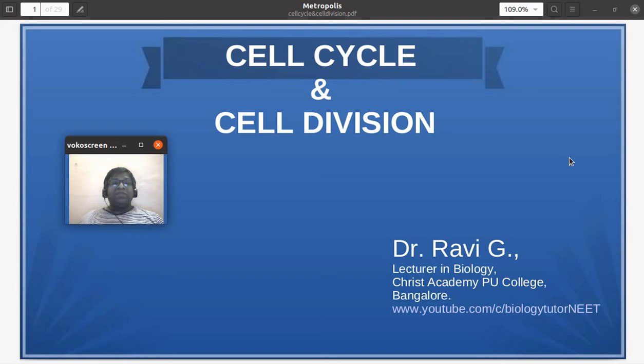And the third type that you are going to study in this chapter is the meiotic cell division, which takes place in the reproductive cells, or germinal cells as we call them. This type of cell division is also called reductional cell division. The reason being the ploidy level of the parent cell gets reduced in the newly formed daughter cells. So from diploid, it becomes haploid. That is the reason meiotic cell division is also called reductional cell division.